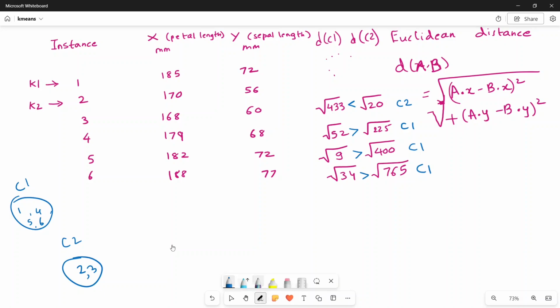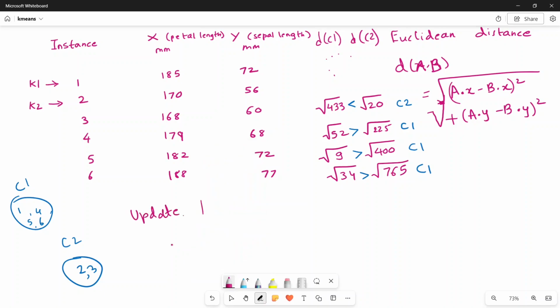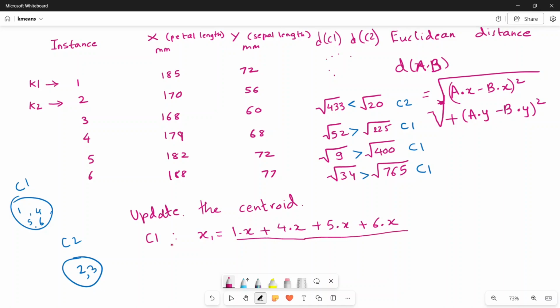Now we'll update the centroid. When you update the centroid, that means for C1 the update will look like this. Basically x1 I'll call the x coordinate of the new centroid. This is equal to the x coordinate of 1 plus x coordinate of 4, plus the x coordinate of 5 plus x coordinate of 6, divided by 4. I am taking the average.